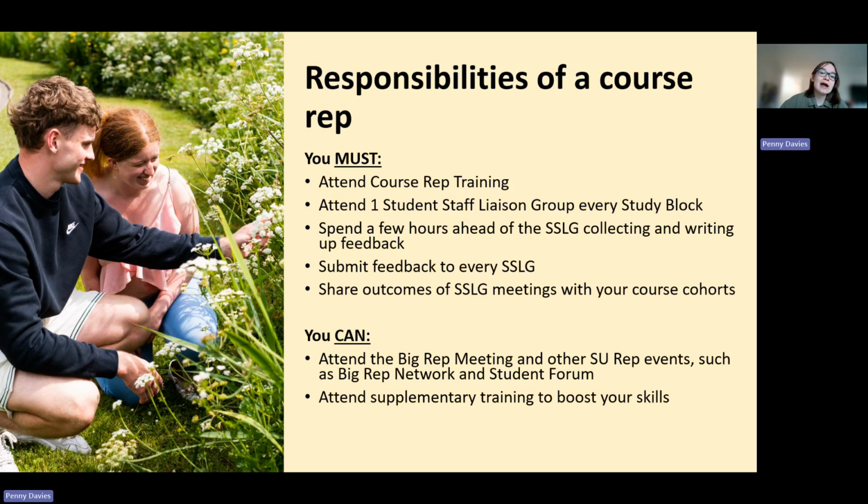Your key responsibilities as a rep: you must attend course rep training, so you're doing a great job so far. You must attend one student staff liaison group every study block, and if you can't attend for whatever reason, you must send apologies. You must spend a few hours ahead of the SSLG collecting and writing up feedback and submit feedback to every SSLG, regardless of whether or not you can go. Once the SSLG is complete, you must share the outcome with your course cohort. These are the things that are essential for what you need to do as a course rep. If you do nothing else, you must do all of this.